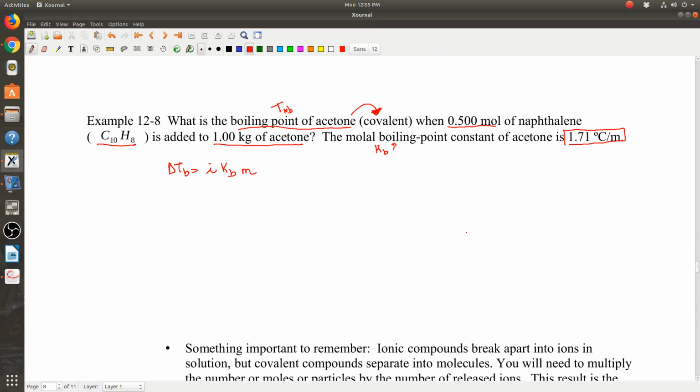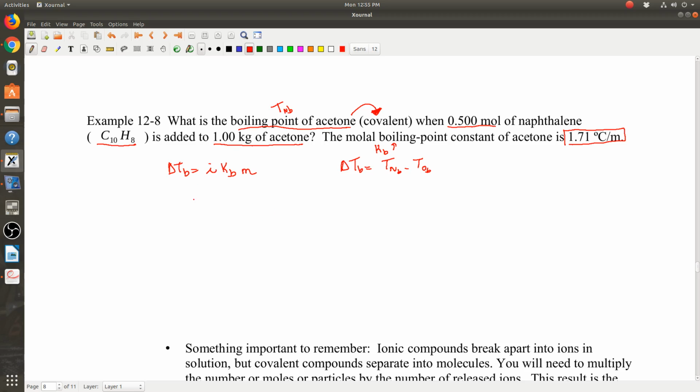All right, so I need to know the change in the boiling point first, and then I can figure out what the new boiling point is. The new boiling point minus the original boiling point. Second minus the first is the change. All right. Now, I'm not going to expect you to know the boiling point of acetone, so this is something that we'll have to look up.